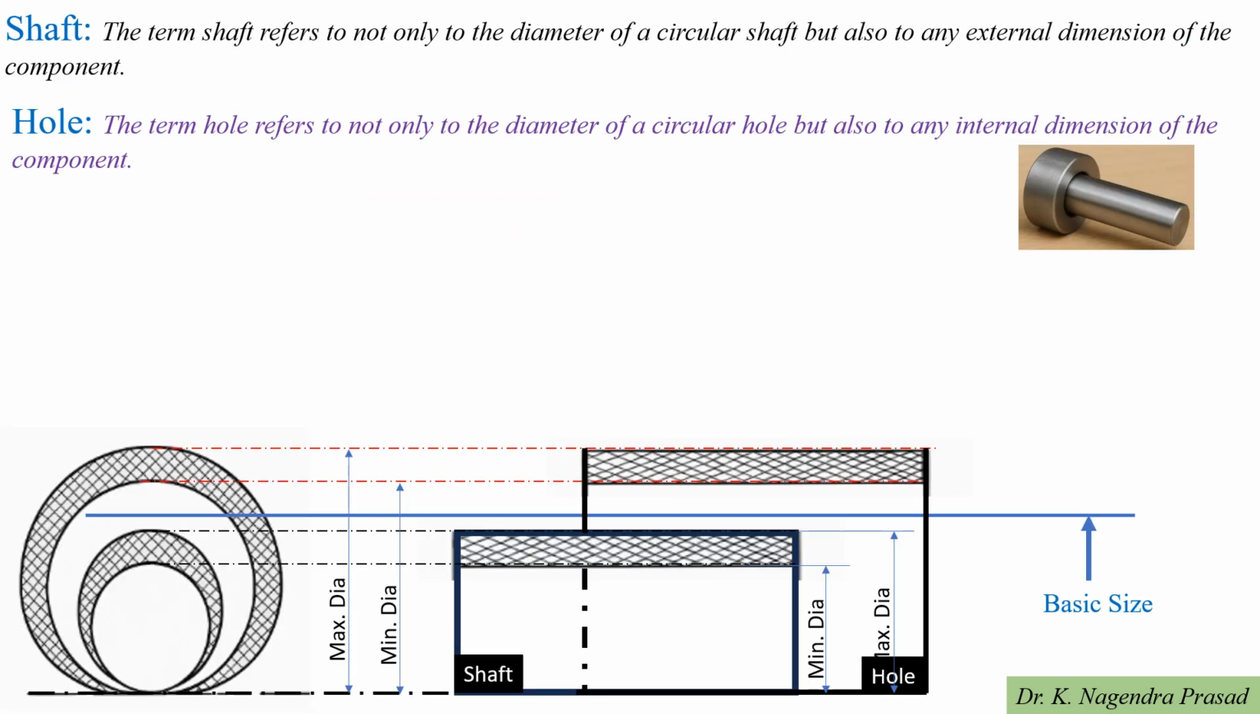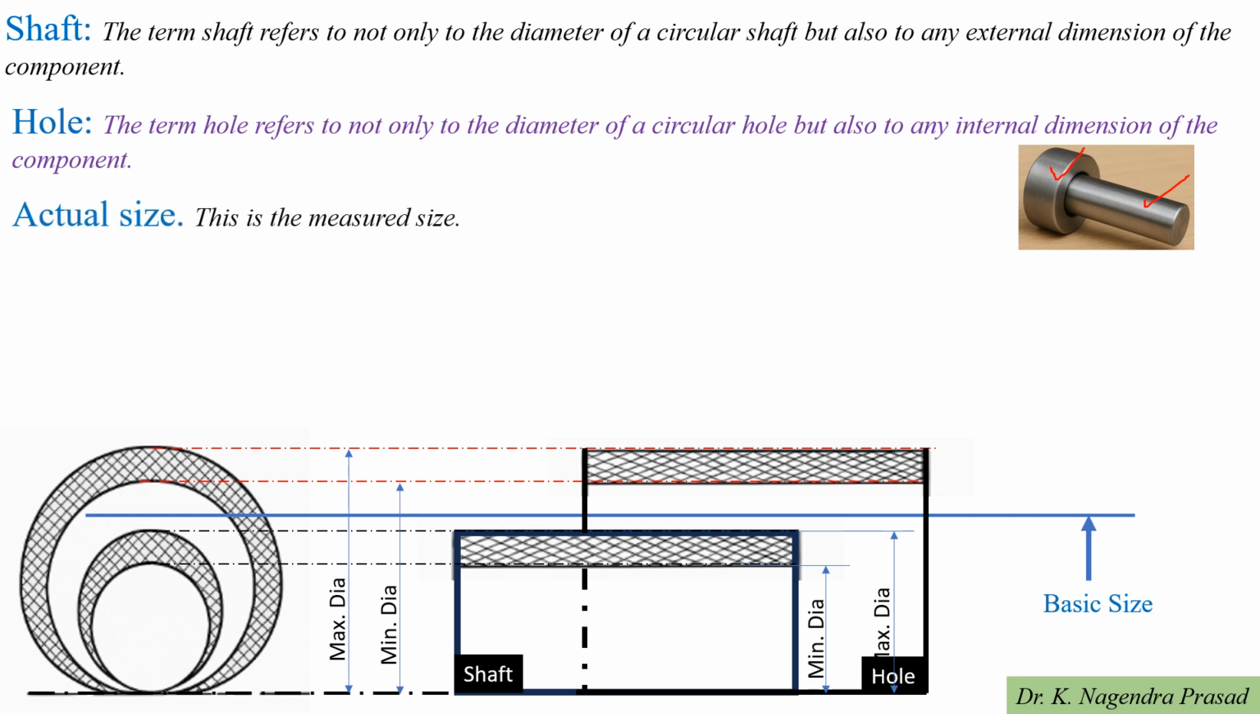So next we have to see the terms shaft and hole. The term shaft refers not only to the diameter of a circular shaft but also to any external dimension of the component. In general, any external dimension of the component we are calling the shaft. Similarly, the term hole refers not only to the diameter of a circular hole but also to any internal dimension of the component. In general, any internal dimension of the component we are calling the hole.